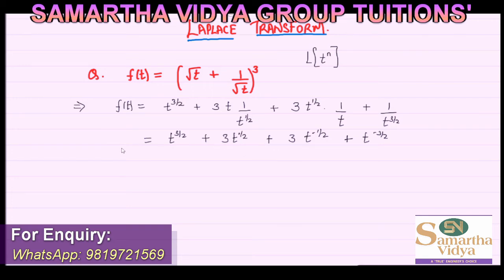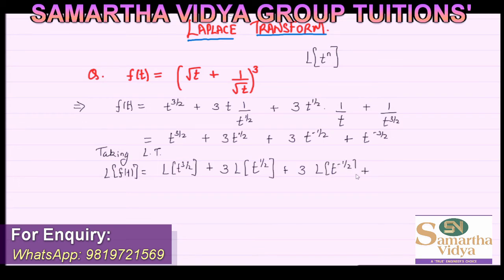Now using the property of Laplace transform, which is nothing but the linearity property, we can individually find the Laplace, and it will follow this particular rule, that is Laplace of t raised to n. So taking Laplace transform on both sides, we'll be getting Laplace of f of t is equal to the Laplace of t raised to 3 by 2 plus, the 3 is a constant term, so it will come outside. So it's Laplace of t raised to half plus 3 into Laplace of t raised to minus half plus Laplace of t raised to minus 3 by 2.